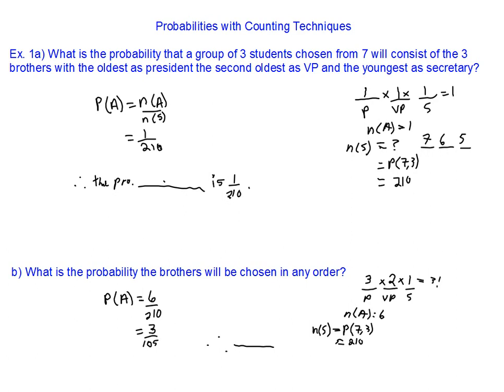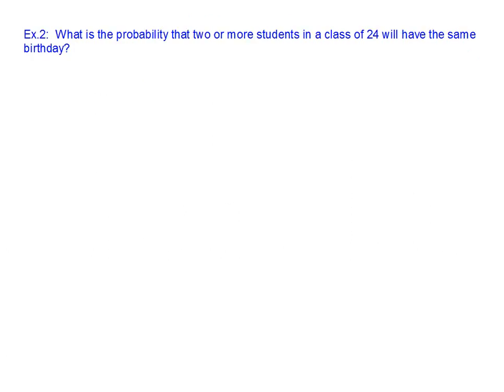Okay, let's move on now to a second example, a little more complicated this time. The question is asking, what is the probability that 2 or more students in a class of 24 are going to have the same birthday? So we want to know, what is the probability that 2 or more have the same birthday? The result here actually might surprise you.